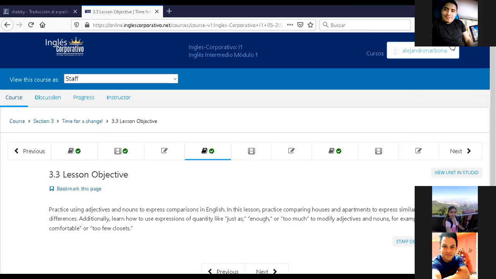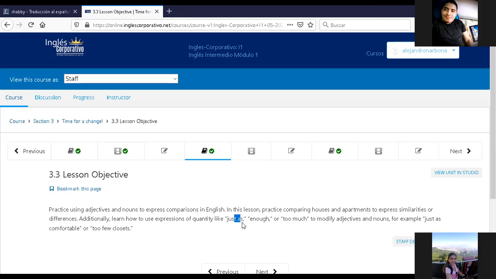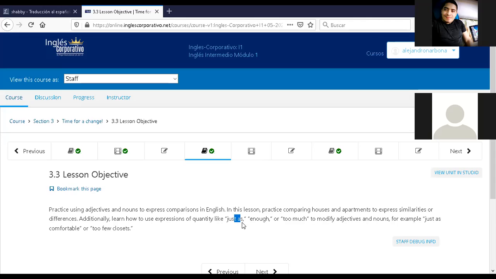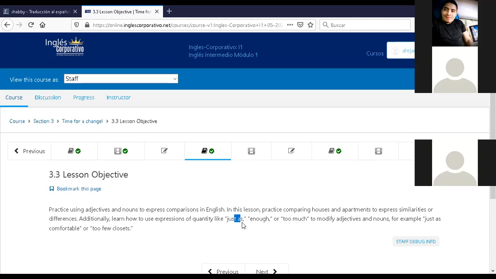Now, the tip of today, uno de los tips de hoy. You're going to link it here, just as. This is a link from consonant to vowels. Now, what are the vowels, guys? ¿Cuáles son las vowels? A, E, I, O, U. Like in Spanish, right? And what are the consonants? B, C, D, the rest. B, C, D, F, G, H, etc. So when we have a consonant plus a vowel, we're going to link it.